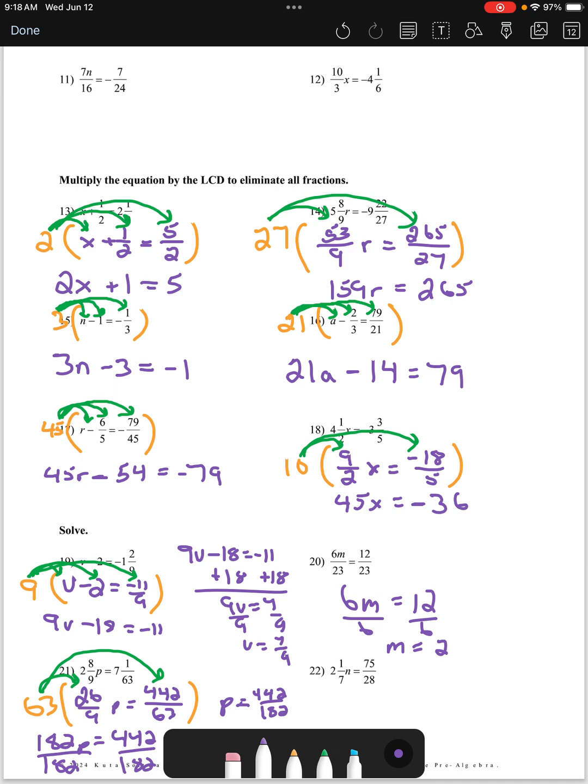This can be simplified. This can be converted to a mixed number. I just want to check something real fast. So bear with me 1 second. 442 divided by 182. Yeah, I didn't think this would be too awfully nice.